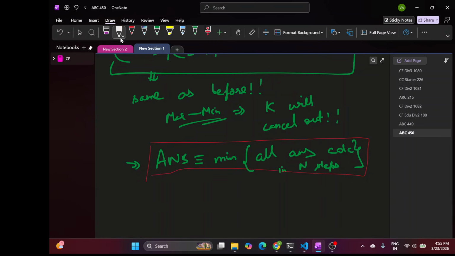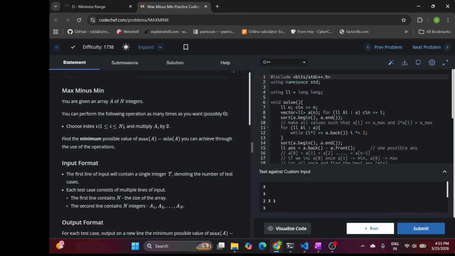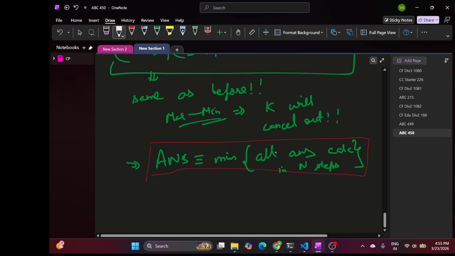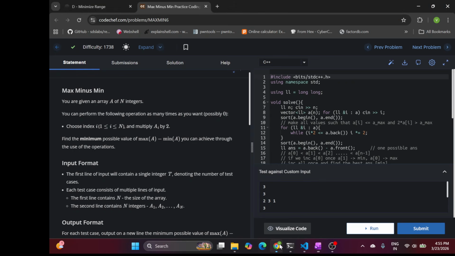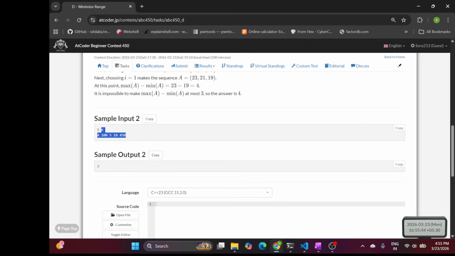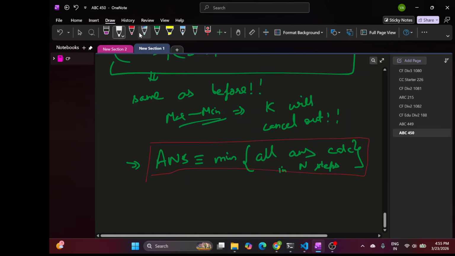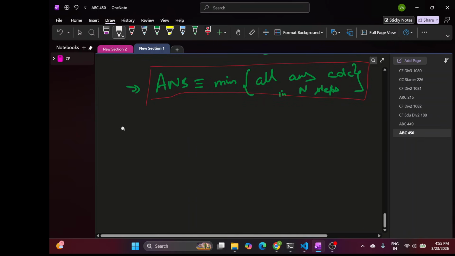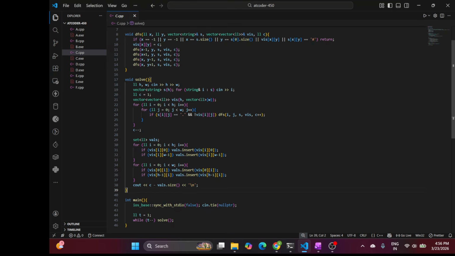And in the CodeChef question also we have done a similar thing only. So I'll show you the code for this question now. Right. Let's take this example first. So our values are 4, 5, 10, 100 and 450 because we are sorting them, right? So our values are 4, 5, 10, 100 and 450, right?